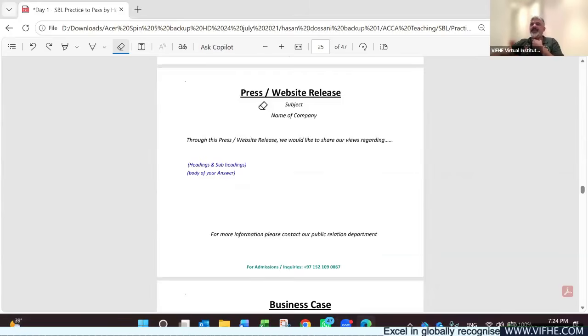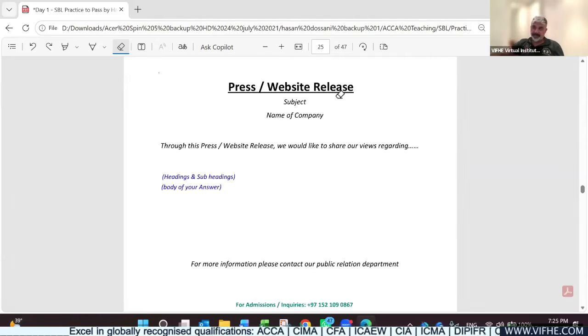Then again, a very rarely asked format. I think this is also asked 1 or 2 times only. The examiner can say draft a press release or a website release. This is only tested 1 or 2 times in the last 4 years. So less chances, but nonetheless, you need to be aware of the format.